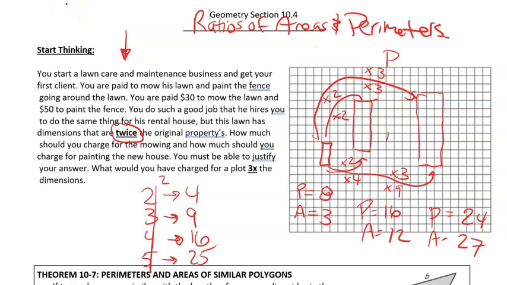So we have to figure this out. Once again, the property was twice as big. So mowing the lawn is like area. Twice as big, right here, actually made the area how much bigger?